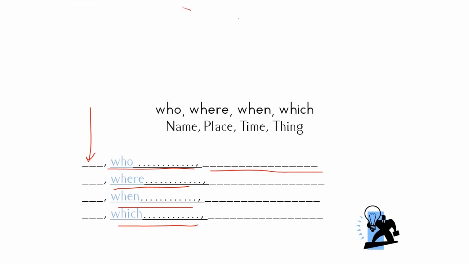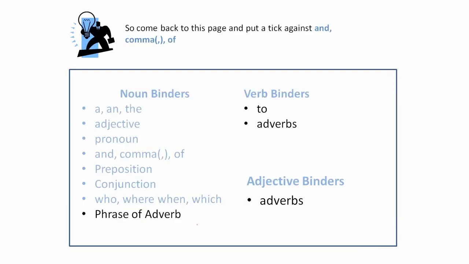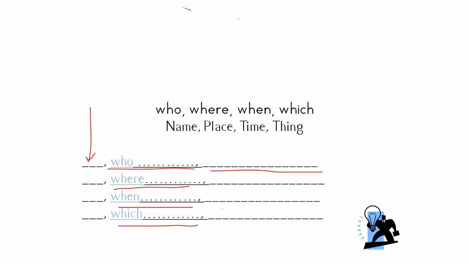Train your eye, remember these words carefully. The moment you see them in a sentence, you must pick them out and look for which noun they are bound with and where that extra detail ends, and underline together as one noun segment. Okay? So, let us add the words who, where, when, which to our binders page. And you may want to add this to your segments page.